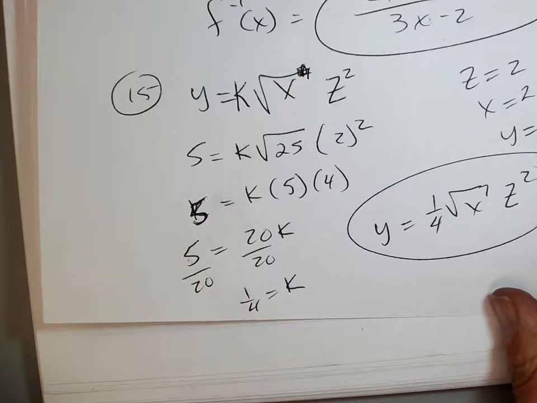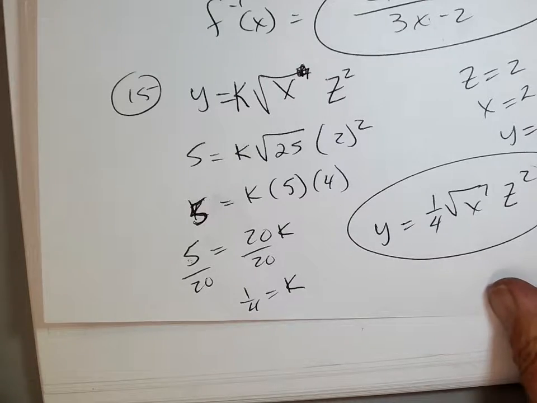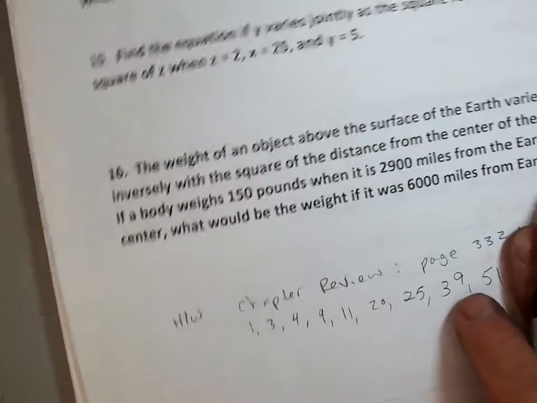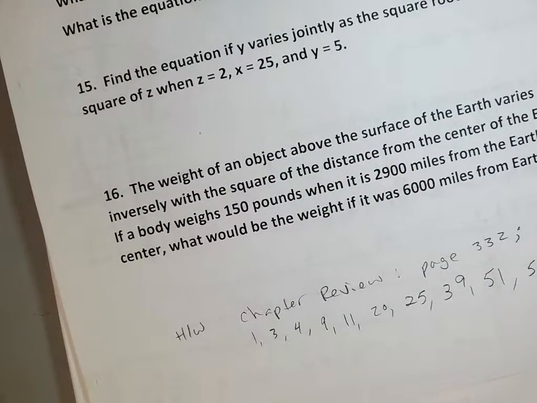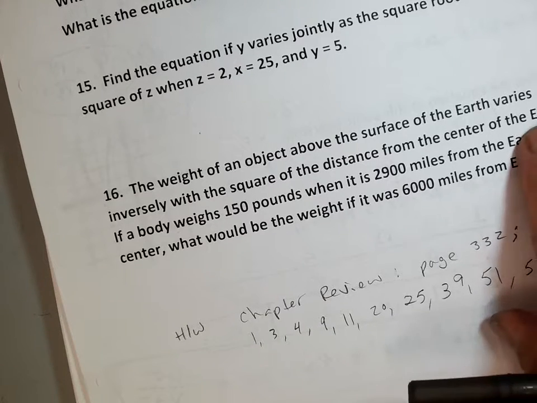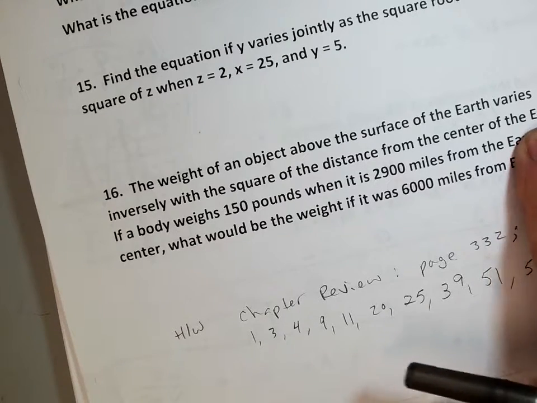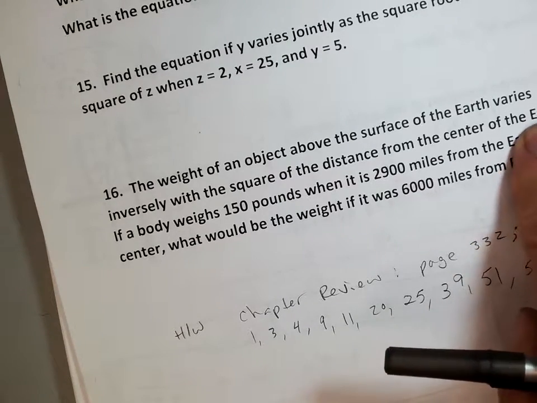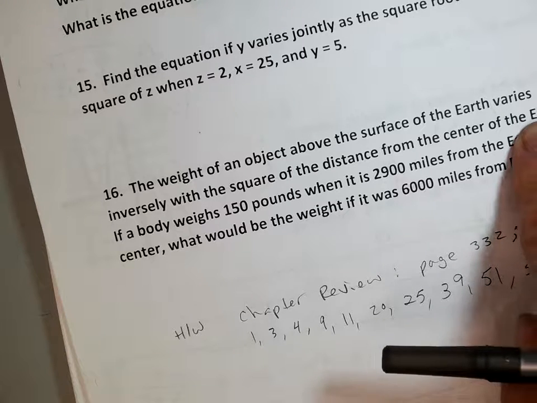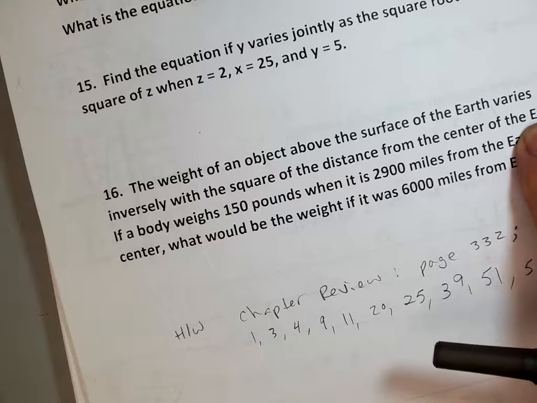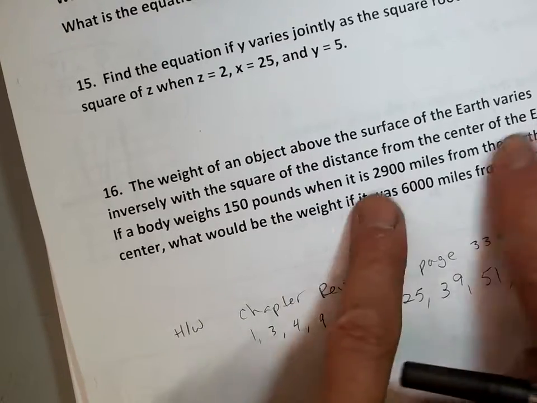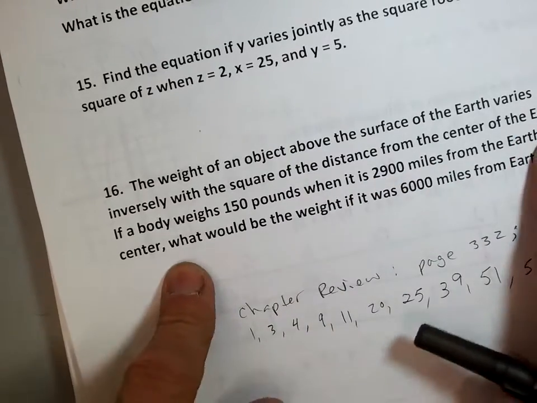Okay, 16. Last but not least, we're going to make it. A lot of words, but let's see if it makes any sense. The weight of an object above the surface of the Earth varies inversely with the square of the distance from the center of the Earth. Think about space, the moon, planets. The further away from Earth they are, the less they weigh. There's less gravitational pull. That makes sense? So, in fact, how much? The inverse of it squared.